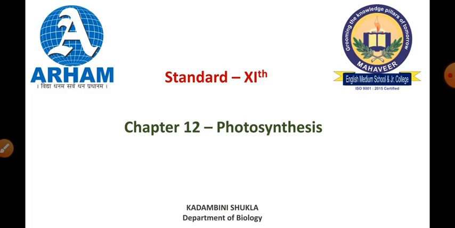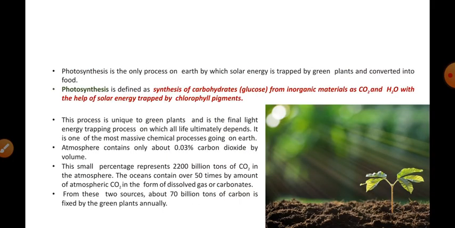Then there is something called light and dark reaction, which are the two main parts of photosynthesis. We will be discussing it in detail. And then there are certain adaptations by the plants. Okay, so let us start this chapter by studying what is photosynthesis.